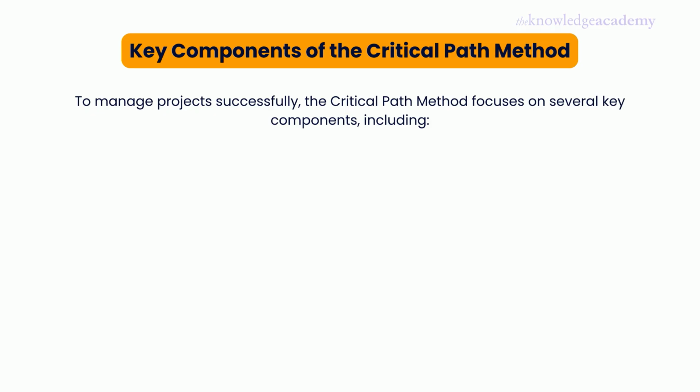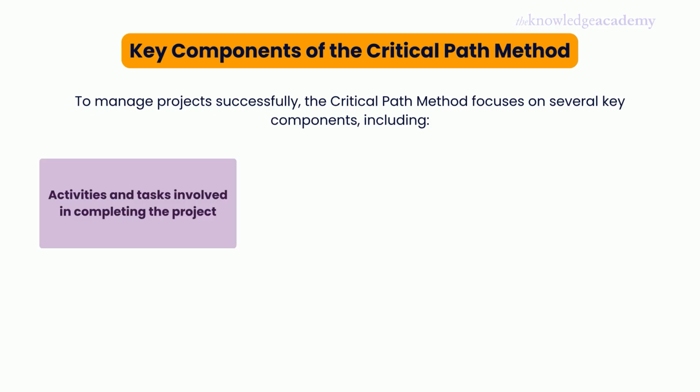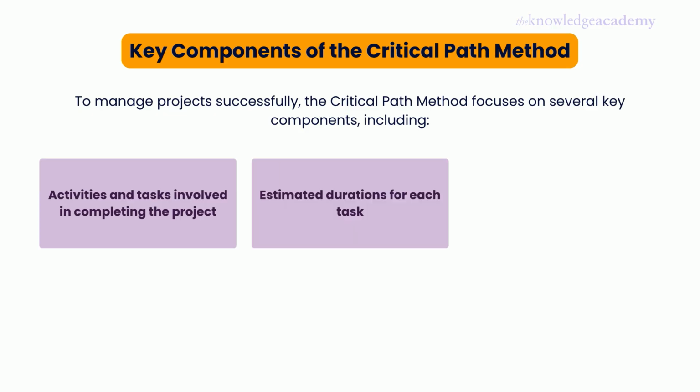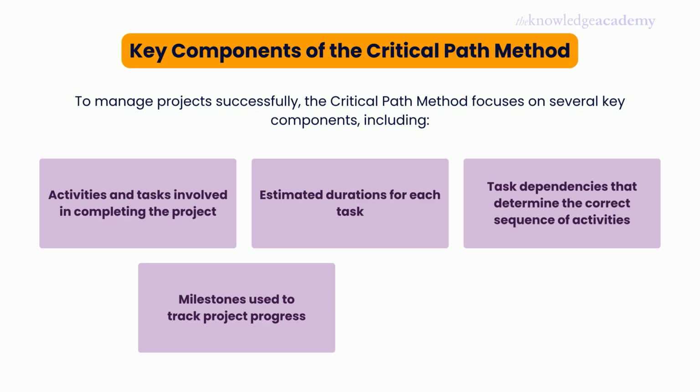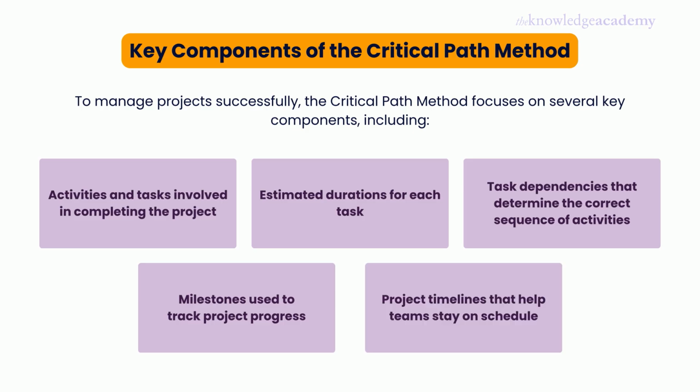4. Key components of the critical path method. To manage projects successfully, the critical path method focuses on several key components, including activities and tasks involved in completing the project, estimated durations for each task, task dependencies that determine the correct sequence of activities, milestones used to track project progress, and project timelines that help teams stay on schedule. Together, these components help organizations manage projects with better accuracy and efficiency.